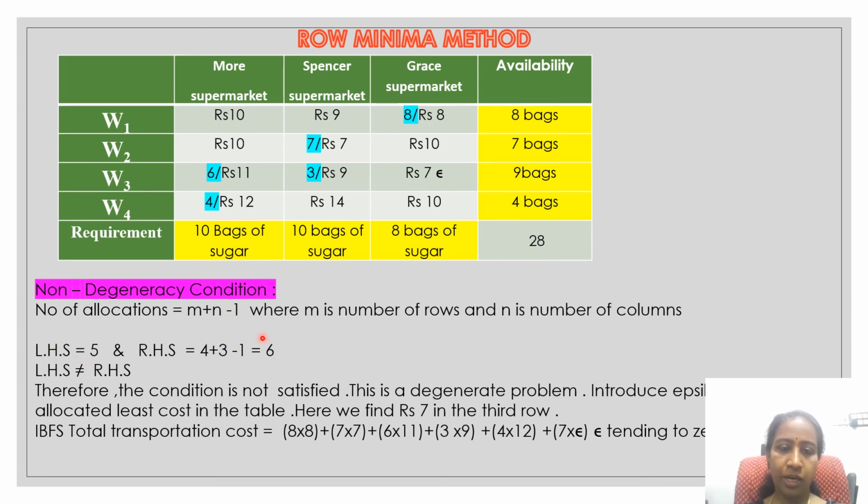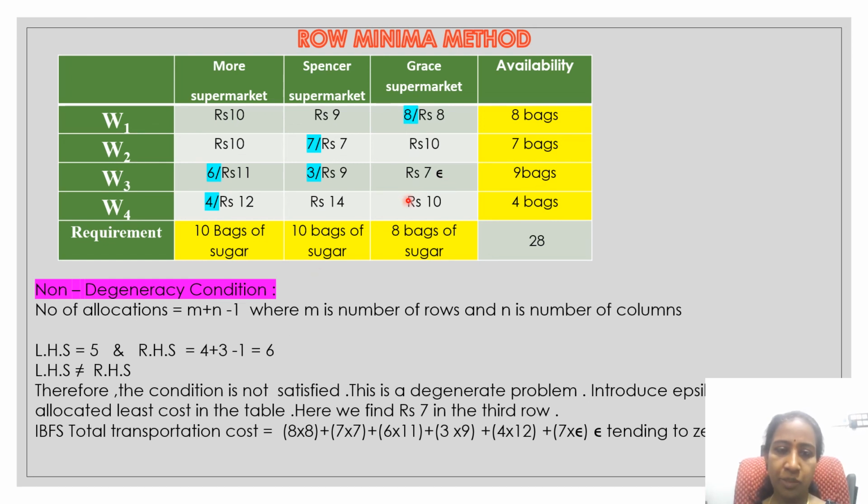So what I do is I introduce one epsilon. So where should I introduce epsilon? Epsilon should be introduced in a place where the allocations are not made and the cost is minimum. So the minimum cost is rupees 7. So I make an allocation, I write epsilon in this place.